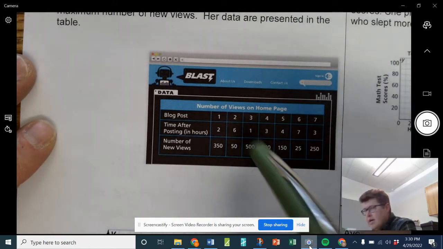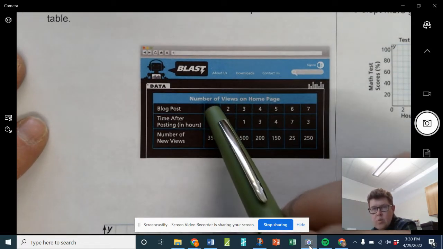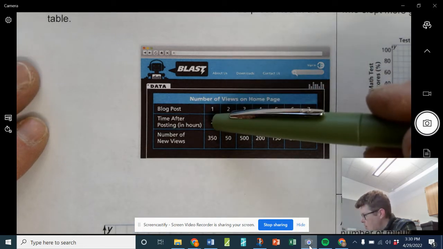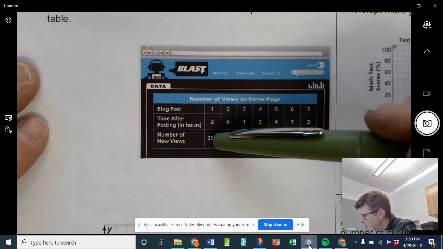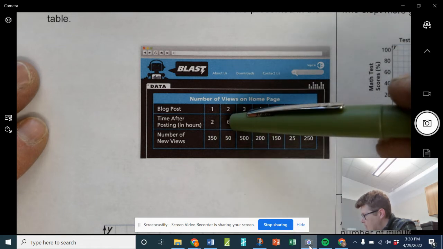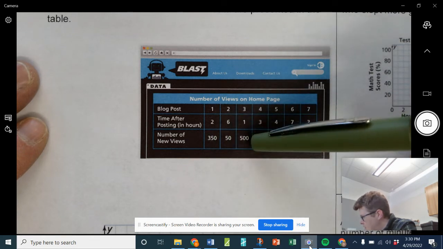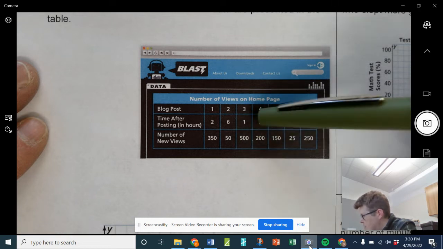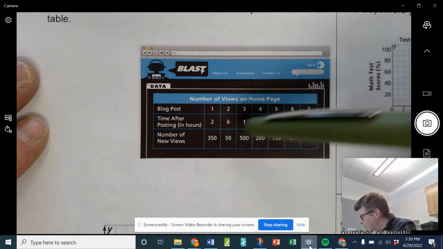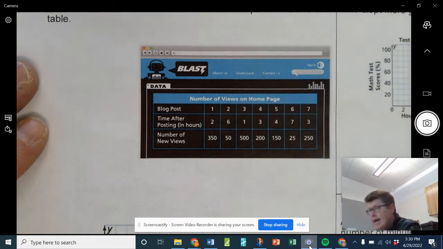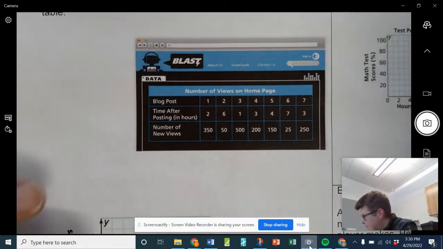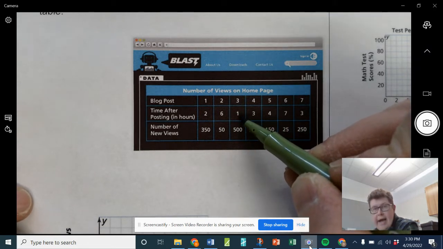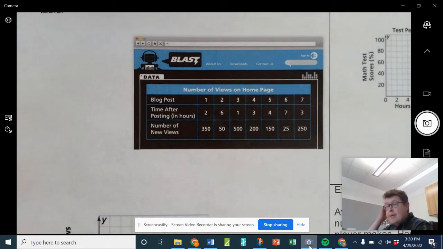So we have blog post 1, 2, 3, up to 7, and then 2 hours after posting, she got 350 new views. 6 hours after posting, 50. 1 hour after posting, she got 500. So it's got some data on the number of blog posts and how long after. We can see that the biggest jump we had was 1 hour after. She got 500. So it's basically the new hotness, right?